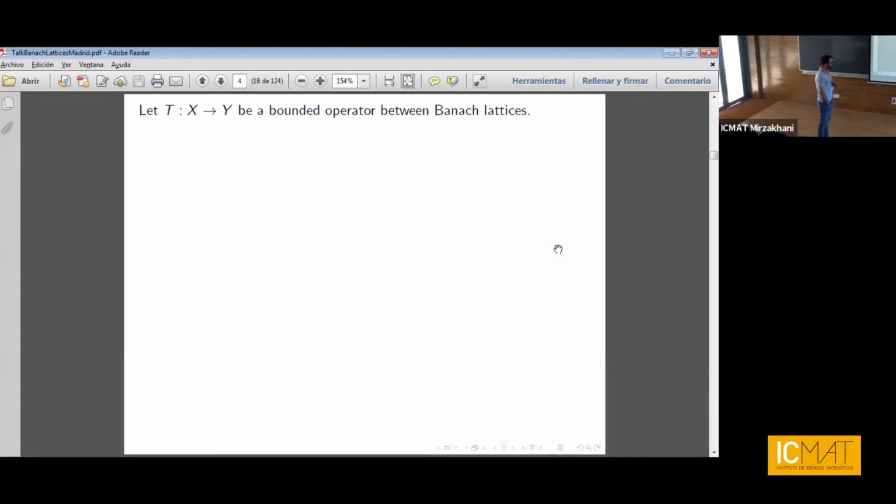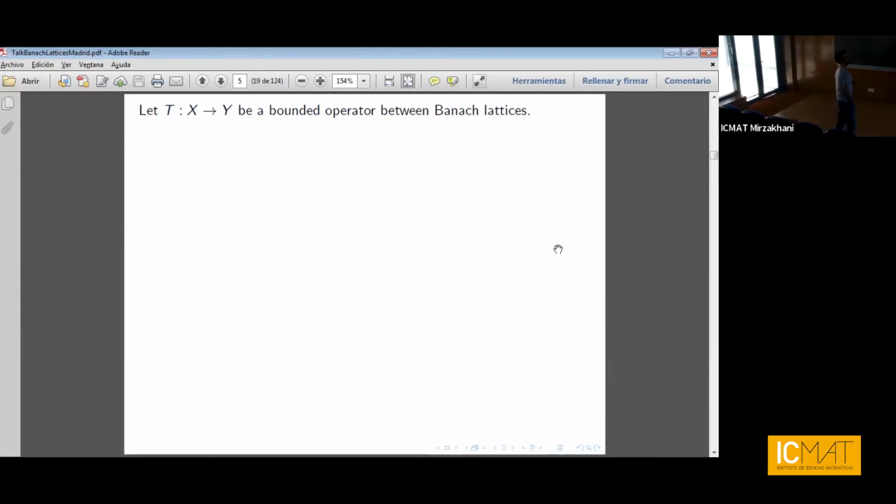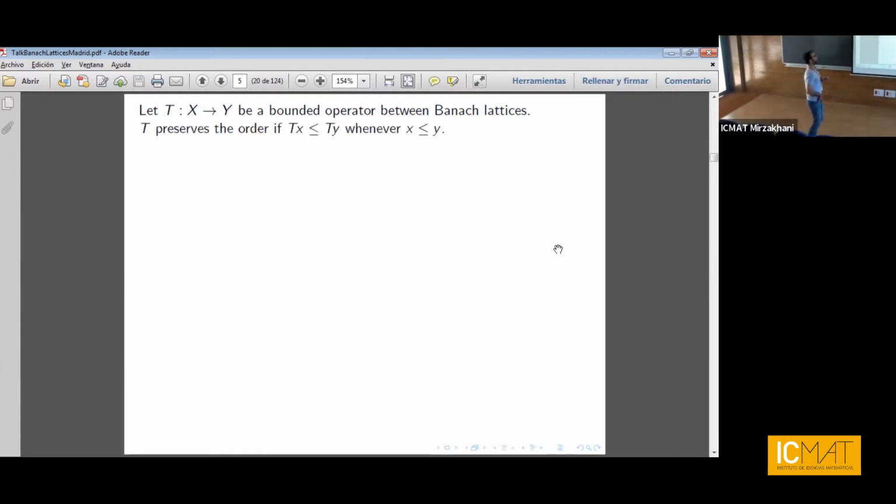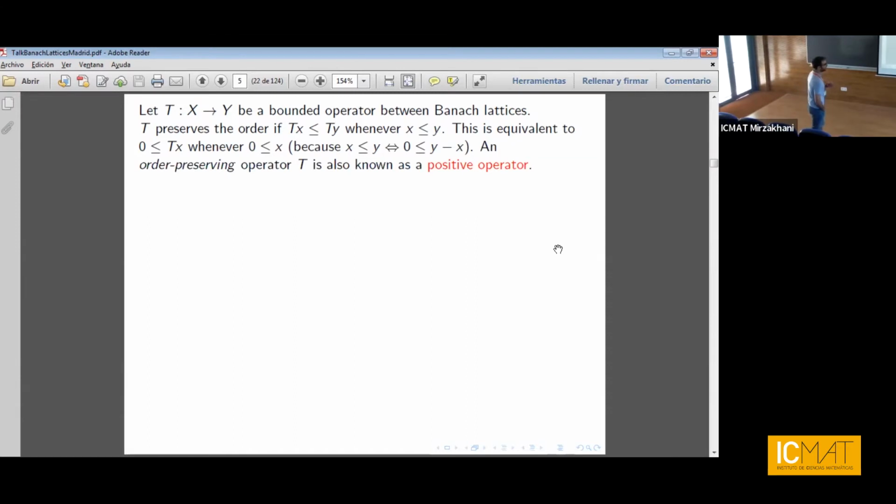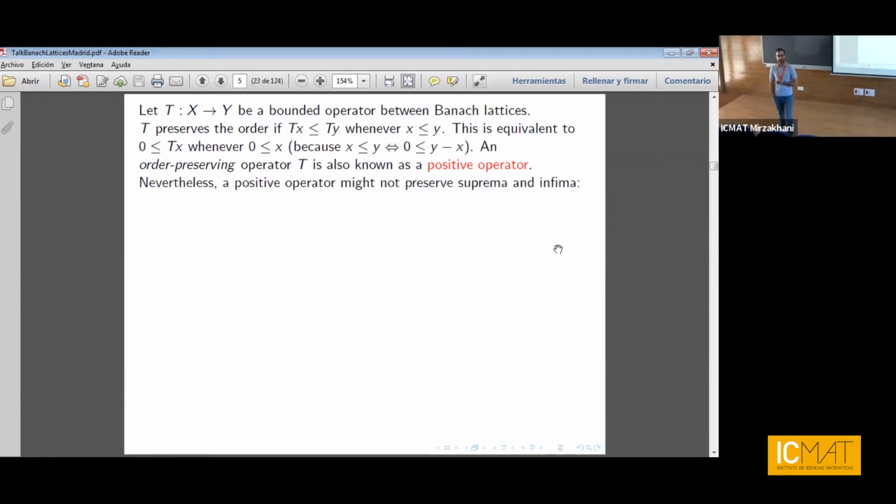Let me continue with the most important concept of this talk. If we are working in Banach space theory, we usually consider bounded linear operators, but if we are working in Banach lattice theory, we can also work with some other properties concerning the order. For example, we can assume that T preserves the order, which is equivalent to saying that T sends positive elements to positive elements. This is why an order preserving operator is known as a positive operator. But the problem is that these operators might not preserve suprema and infima.